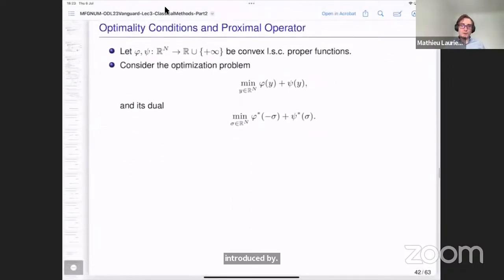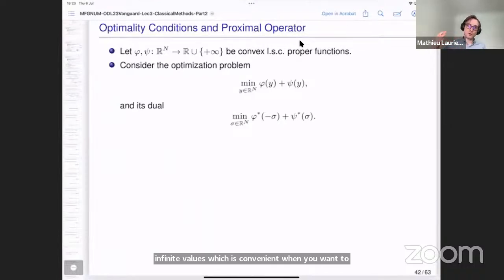So let me take one step back and reformulate the problem from a more abstract or more general point of view. Take two convex functions, phi and psi, taking values in R union infinity. So they can potentially take infinite values, which is convenient when you want to impose constraints, basically, like positivity of the mass or terminal value should be equal to the cost. You can use infinite value to impose such constraints.